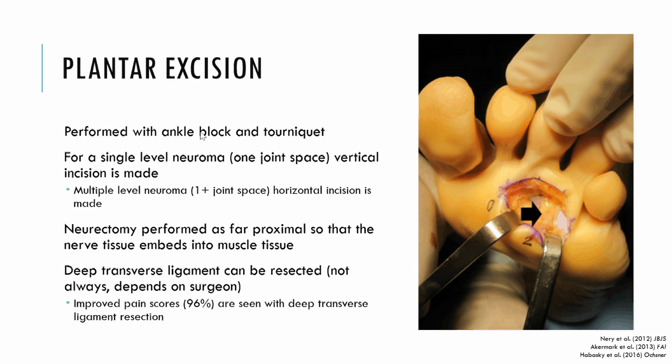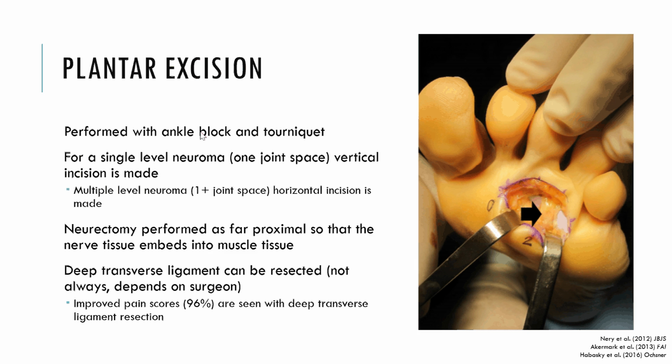The excision is performed under general anesthetic as well as a regional ankle neuromuscular block and tourniquet. For a single level neuroma, such as in our patient, a vertical incision is made over the metatarsal heads. For multiple neuromas, a horizontal incision is made. The plantar digital nerve is resected as far back proximally until the nerve tissue is embedded into muscle tissue. Ideally, this is described as 1 to 3 centimeters proximal to the nerve bifurcation.